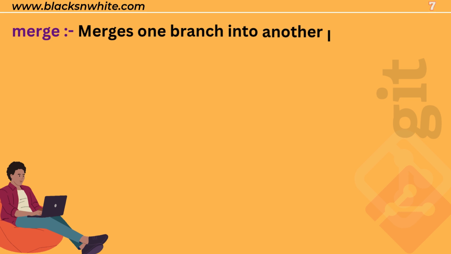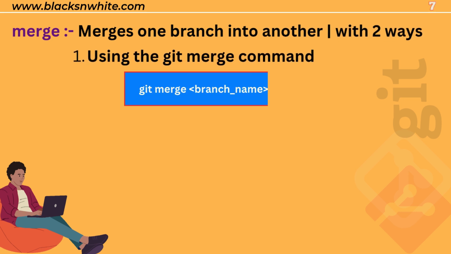Method 1. Using git merge. The first way is by using the git merge <branch_name> command directly. You would switch to the branch you want to merge into, like main, and then run this command with the name of the branch you want to bring in.